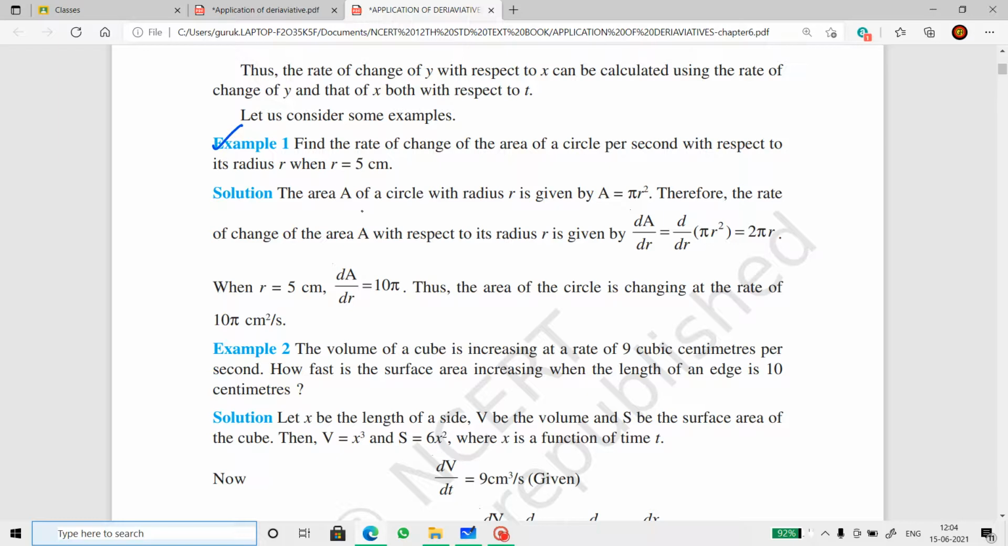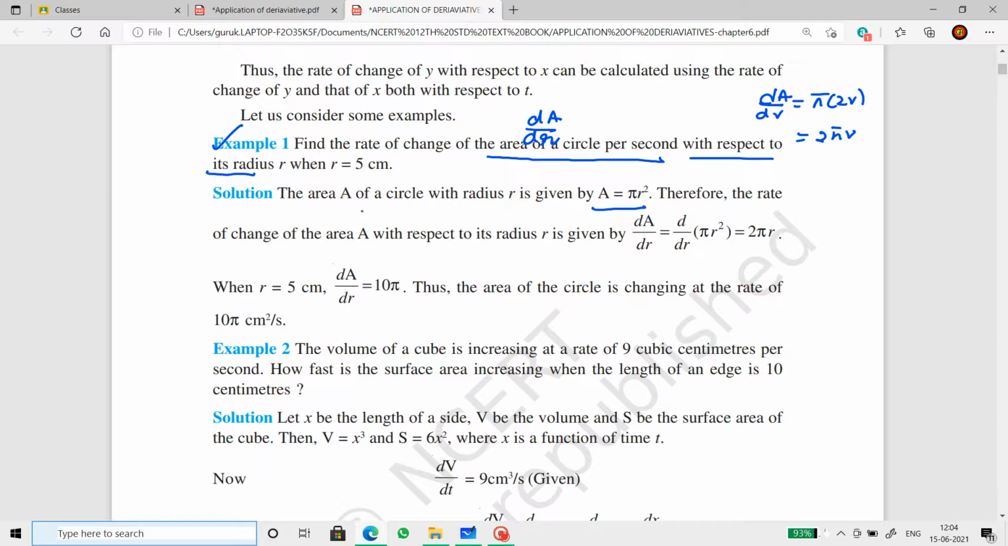Example 1. Find the rate of change of area of the circle per second with respect to the radius. The question clearly tells us that area changes with respect to radius, so I need to differentiate area with respect to r, which is dA by dr. What is the area of a circle? Pi r square. Now differentiate area with respect to r. dA by dr, pi is a constant, r square differentiation is 2r. So the answer is 2 pi r. The rate of change of area with respect to radius is 2 pi r.